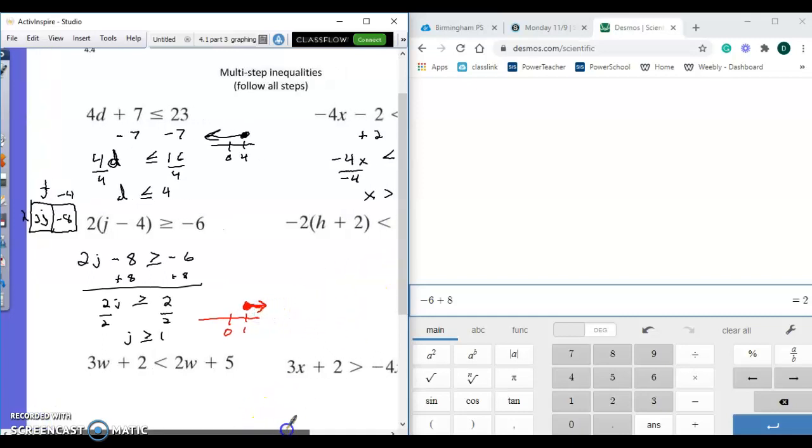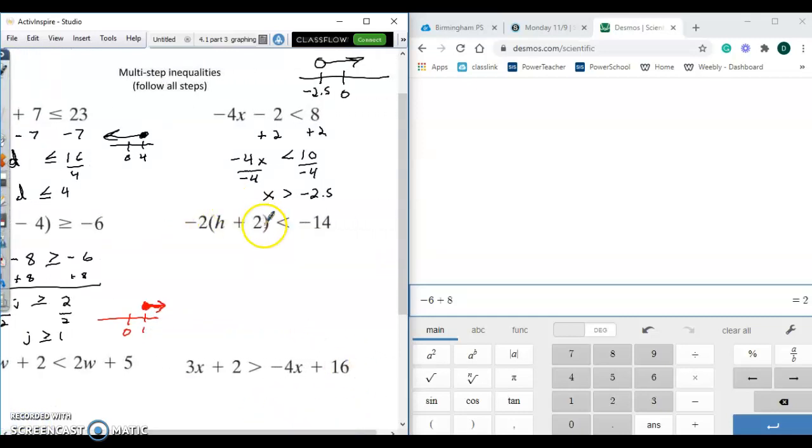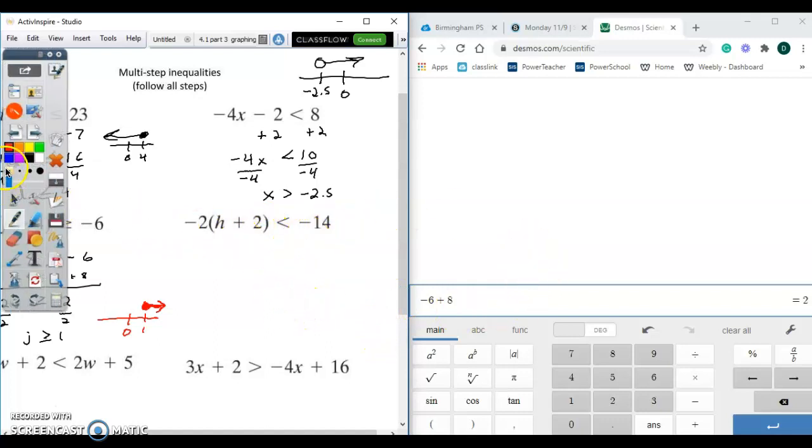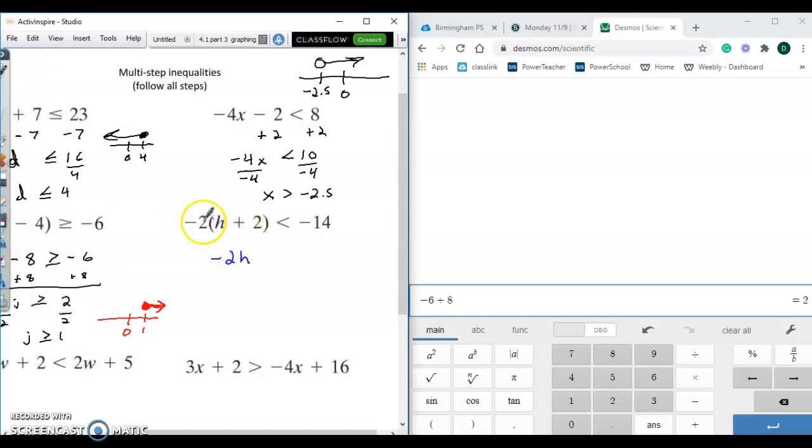All right. Again, another distributive property problem. I'm not going to do the box method on this one, but if you need to, feel free. Negative 2 times h is negative 2h. Negative 2 times positive 2 would be negative 4. Again, use your calculator here. Just for the sake of speeding up the process, I'm going to just do a lot of these more in my head. So that is going to be less than negative 14.